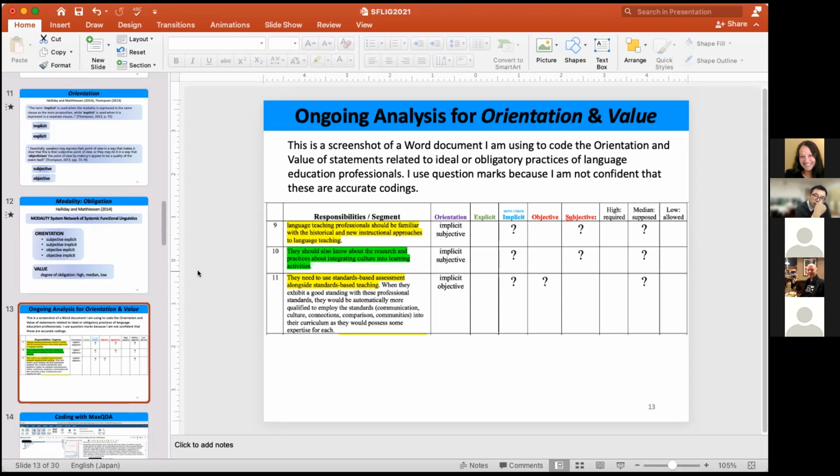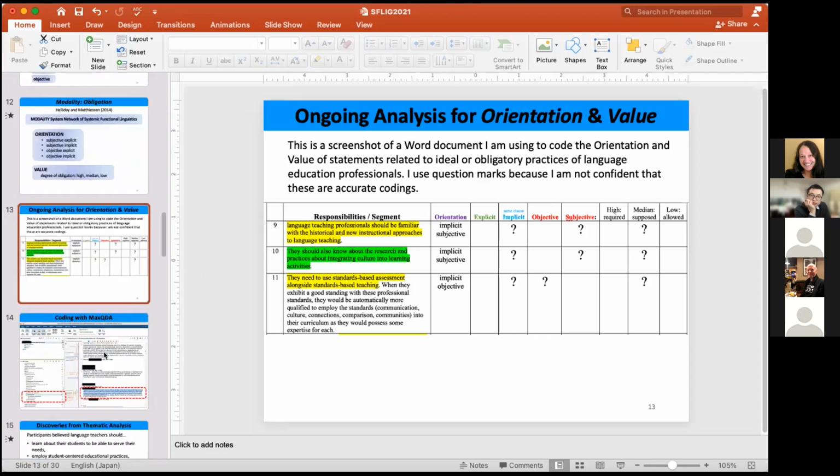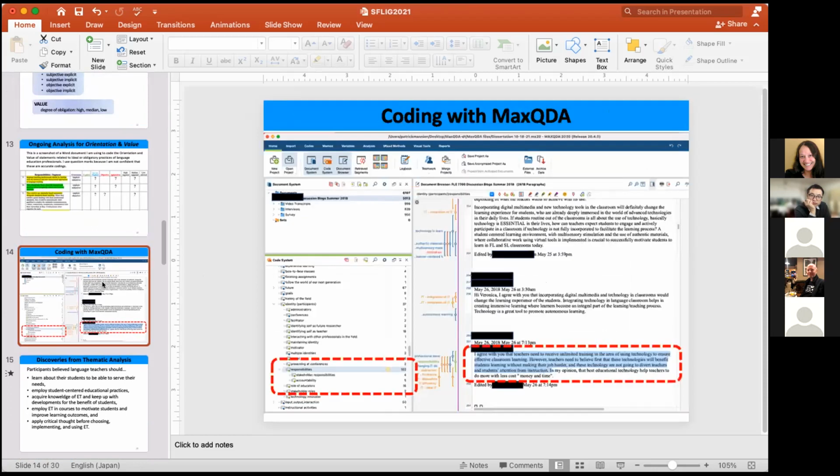So I put question marks there because I'm not entirely confident about mine. It's a reminder to me that maybe I have to go through. So this is the process I'm going through now. And the next slide. So this is how I did the initial coding with MaxQDA, qualitative data analysis software. And so I coded, the data is on the right. And this is an example of a synchronous discussion. They had one every week over a 6-week term.